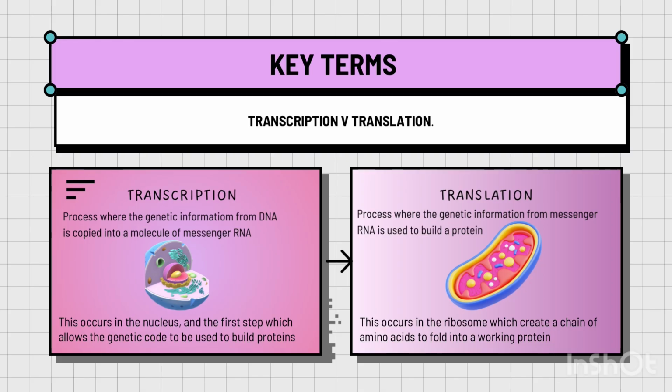Let's move on to transcription and translation. So transcription is the process where the genetic information from DNA is copied into a molecule of messenger RNA. This occurs in the nucleus and is the first step which allows the genetic code to be used to build proteins. Translation is the process where the genetic information from messenger RNA is used to build a protein. This occurs in the ribosome, which creates a chain of amino acids to fold into a working protein.